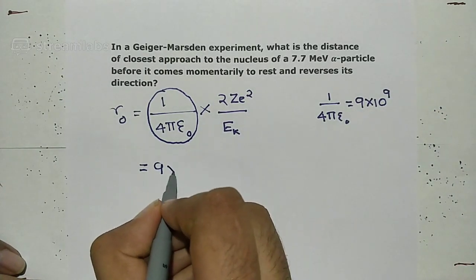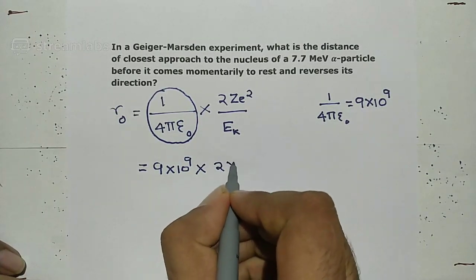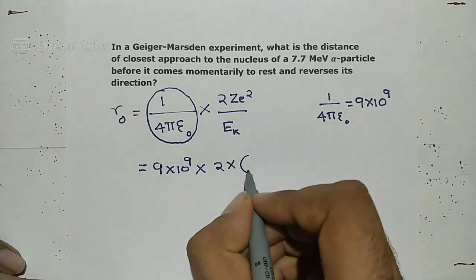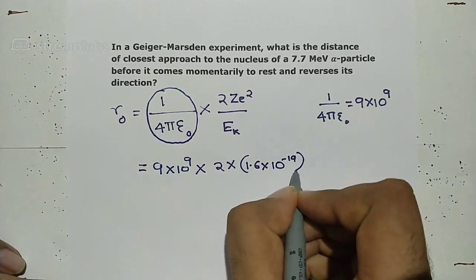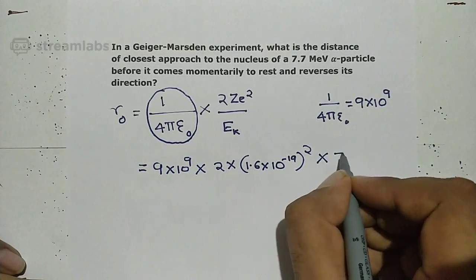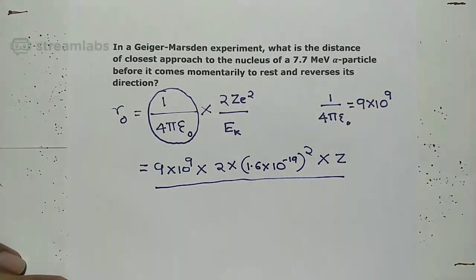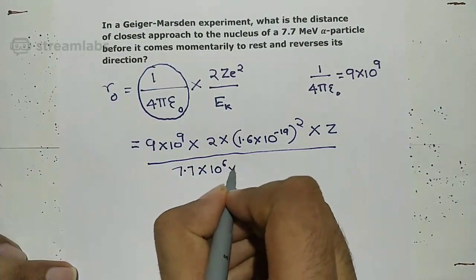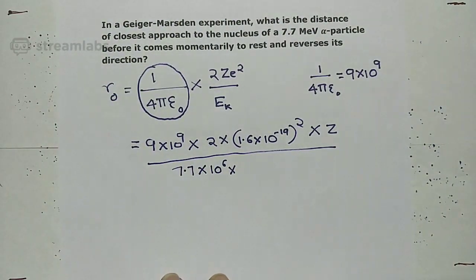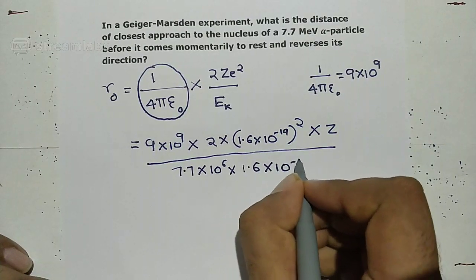So 9 into 10 to the power 9 into 2 times E square, that is 1.6 into 10 to the power minus 19, and the energy is in million electron volt. Is electron volt an SI unit of energy? No, it is joules. So we have to convert into joules, multiply by 1.6 into 10 to the power minus 19.